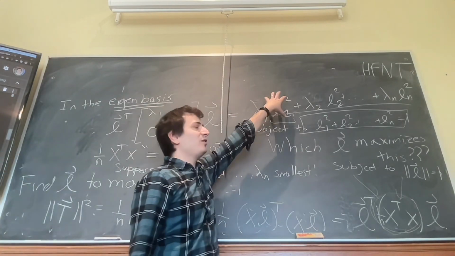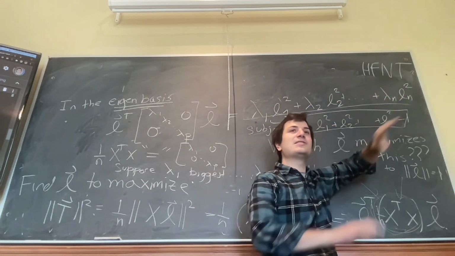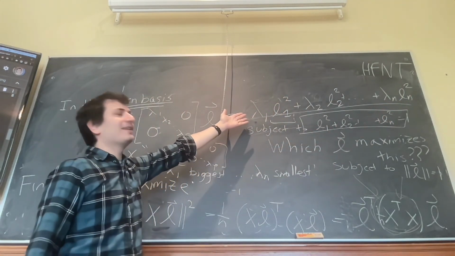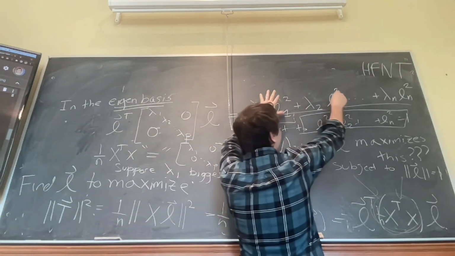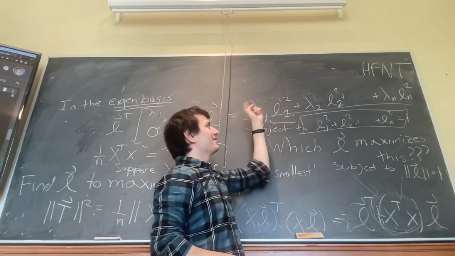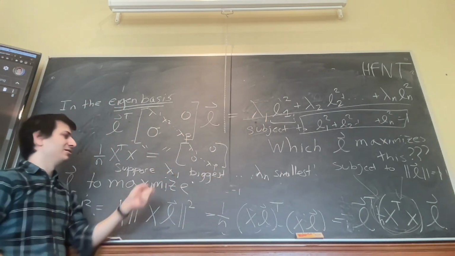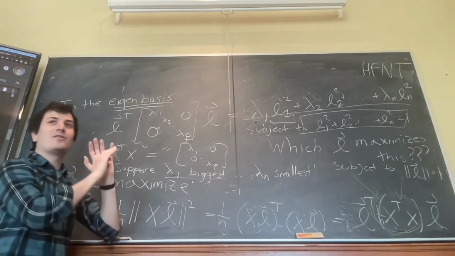You just put all of your eggs in the L1 basket. You make L2, L3, all the way up to Ln 0, and then you make L1 equal 1, and then you just get lambda 1. That's the biggest you could possibly do. And it's actually quite easy to prove, right? If you have any other weight in any of the other ones, that's less than you could have gotten for L1, because we said lambda 1 is the biggest. So the solution is very clear. You make L1 equal 1, and you make all the other ones 0.